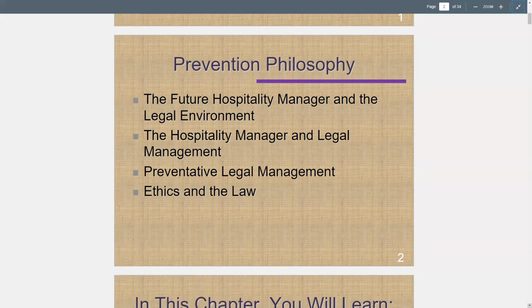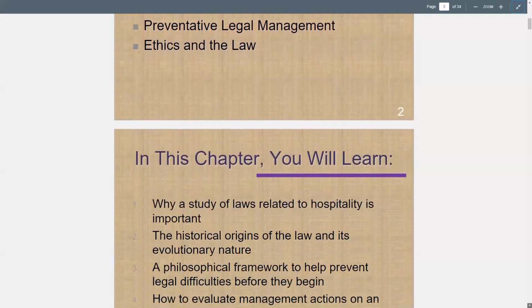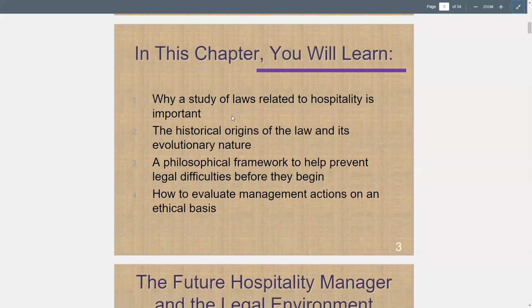And we have several goals for this chapter. I'm not going to go through them in great detail, but we're going to first of all talk about why we need to know about the law in order to be successful in hospitality management. The goal of the course is, of course, not to make anyone in this class an attorney or a paralegal. We'll just be touching on a few issues. We definitely will not get into the weeds. We'll definitely not drill very far into these subjects at all.